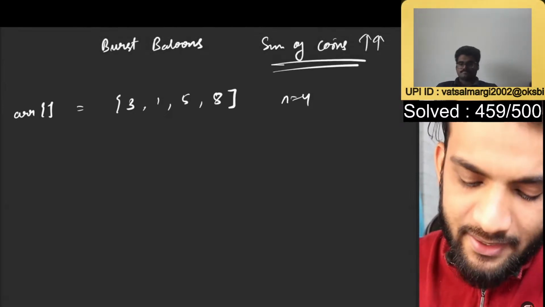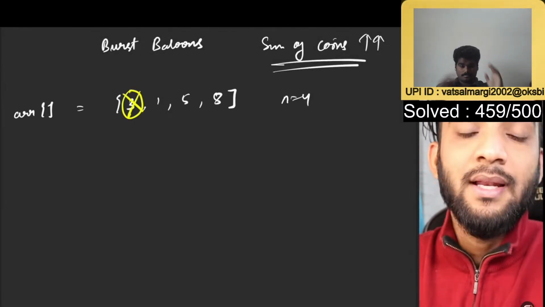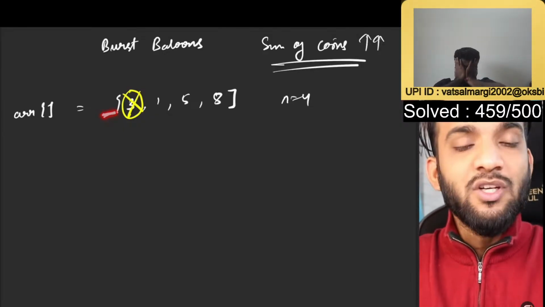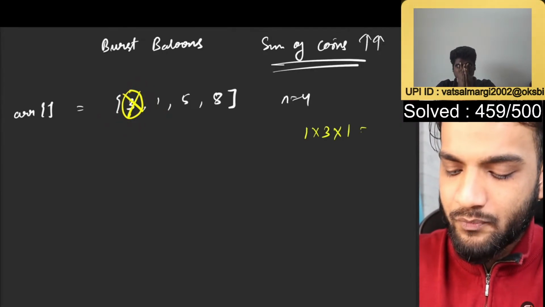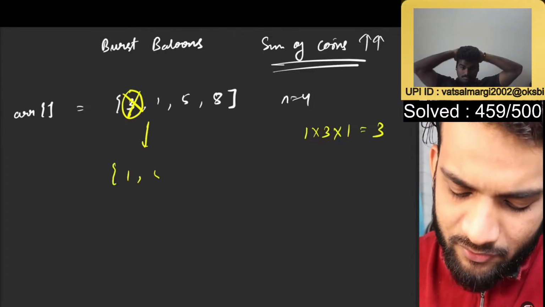For an example, if I decide that the first balloon that I'll burst is 3, then what will be the number of coins that it will be adding? The left of 3 is 1, the right of 3 is 1, and he himself is 3. So the number of coins added will be 3. After bursting this, you're left with 1, 5, and 8.